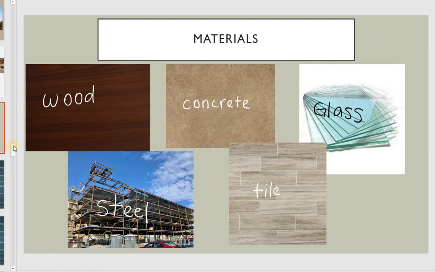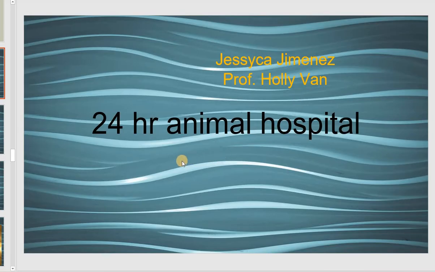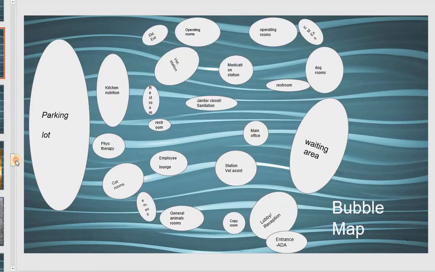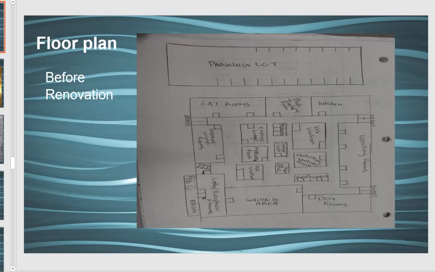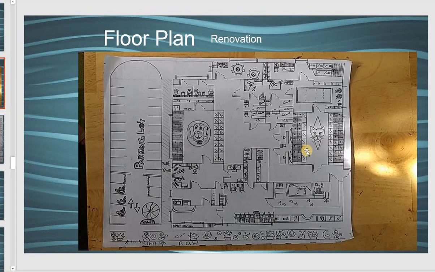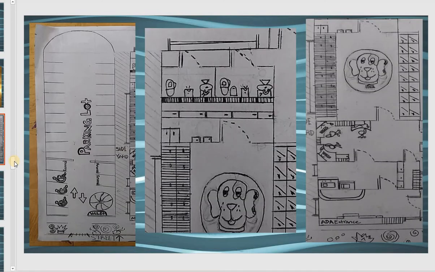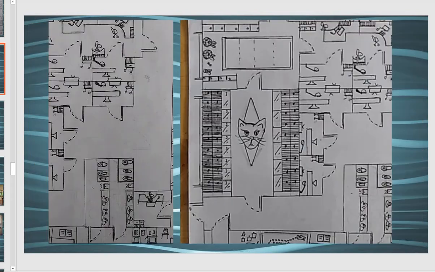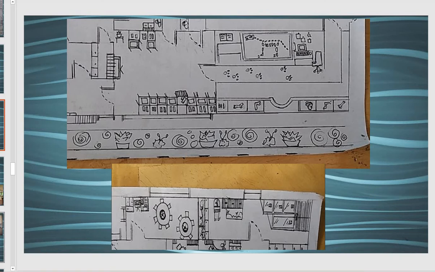Okay, so now we jump to another topic for design. Jessica, she designed a 24-hour animal hospital. And this is the bubble diagram, floor plan, for separating dog and cat, and the service center. She did the floor plan and elevation very carefully, the cat area. And this is for conference and the locker room.